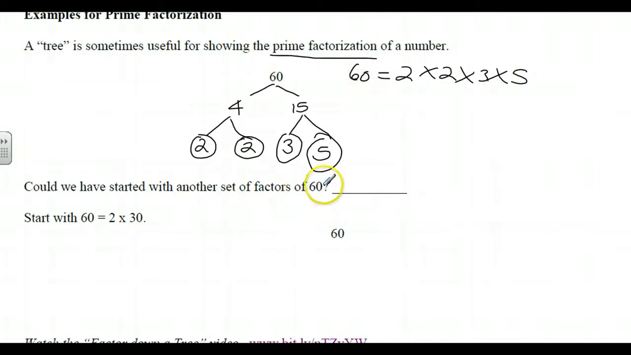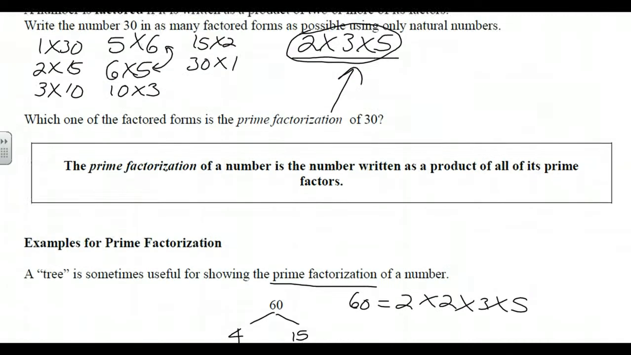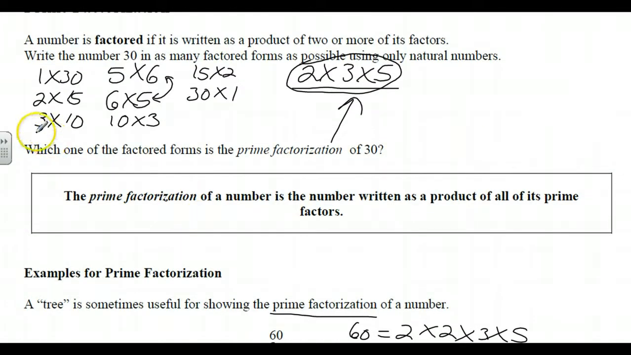Could we have started with another set of numbers? Well, instead of 4 and 15, sure. We could have started with, wait, this is embarrassing now. I need to go back up here and add 4 times 15. Oh no, wait, that's 60. This is 30. Never mind.